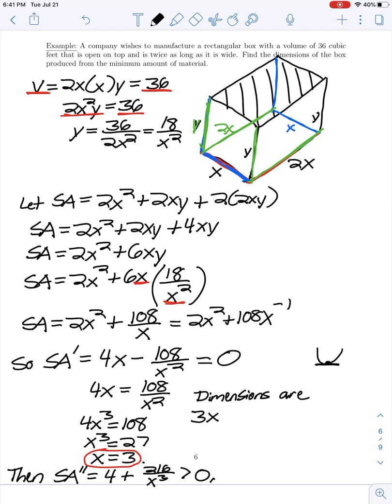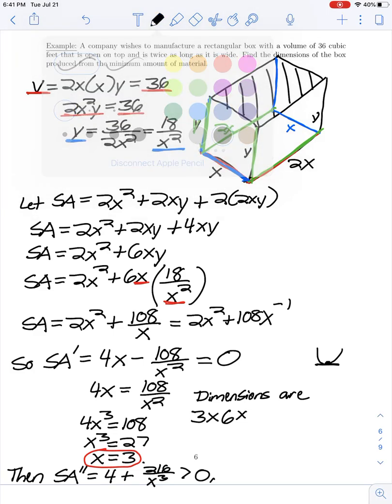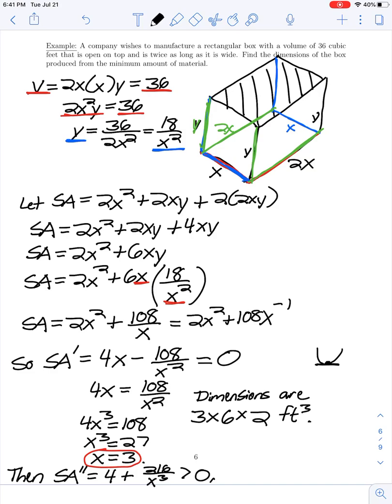Now the length we were told was twice the width, so 6 for twice the width. And then our height was what we called y. Now here, y had to be 18 divided by x squared. And so if x is 3, we have 18 divided by 9, or 2. So our dimensions would be 3 by 6 by 2. Everything was measured in feet, so we would have cubic feet for the volume of that box. All right.